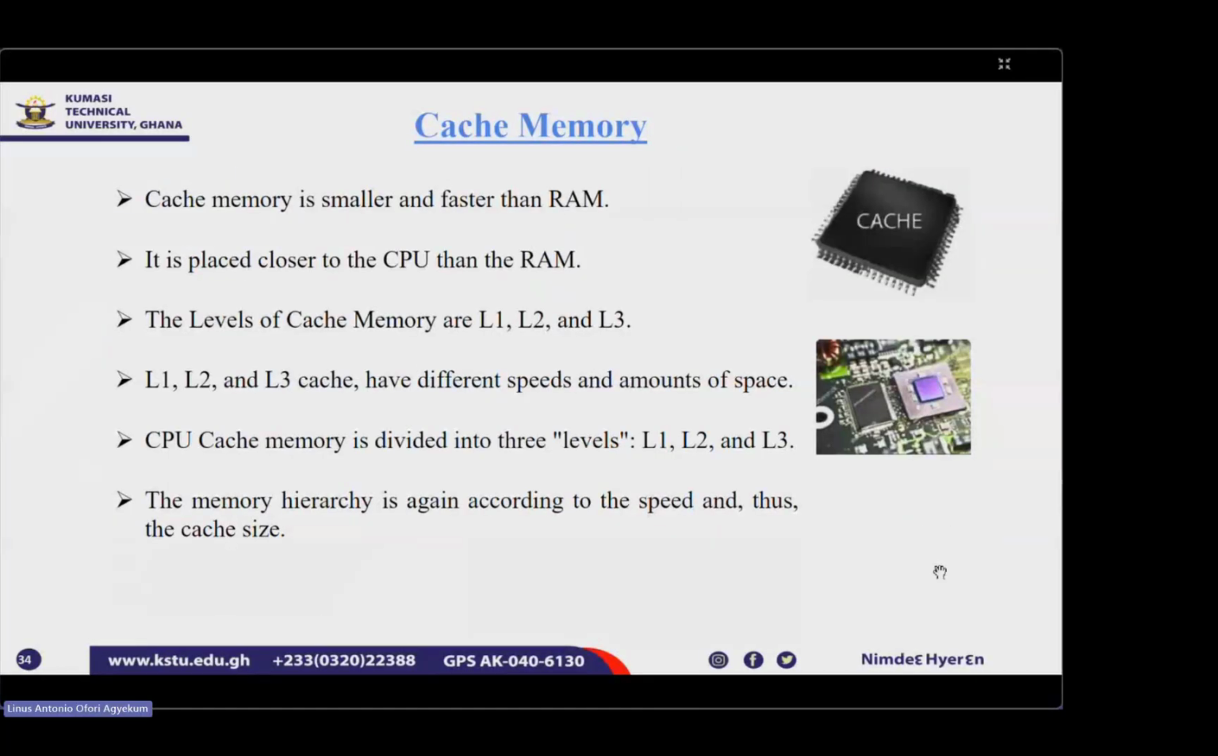Now, let's look at what we term as the cache memory. If you recall in our introduction, we said that the cache memory is the smaller and faster RAM or memory, but smaller and faster than the RAM. And the image here illustrates how the cache memory looks like. And if you remember, we also said that the cache memory is closer to the CPU than the RAM.